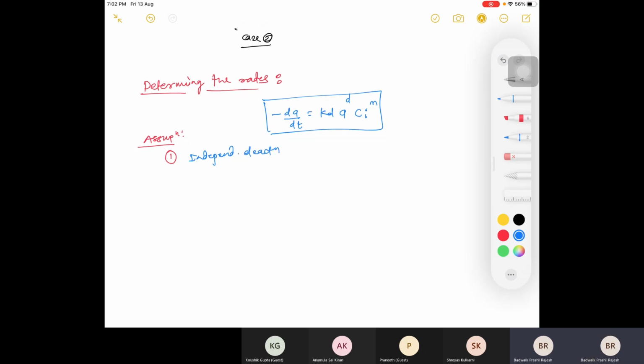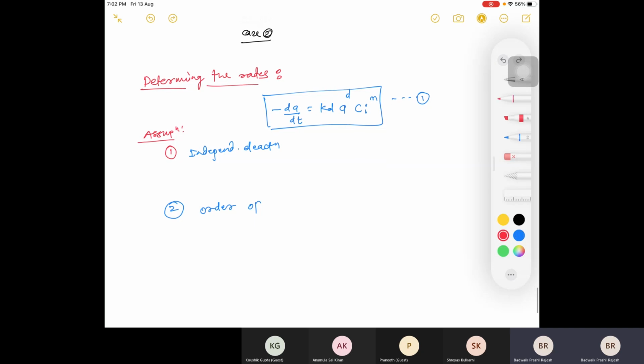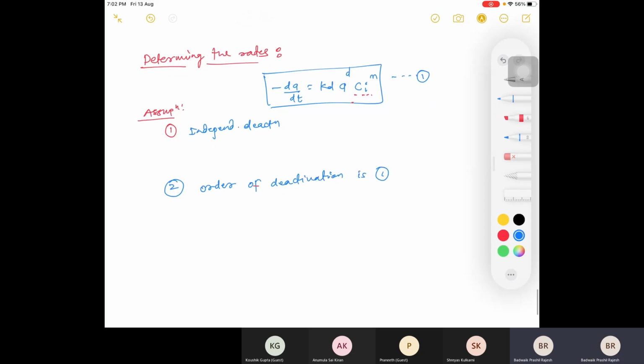So how will this equation change? We can remove the ci to the power m term. Yes, you can remove this term because it is independent. Second assumption is that the order of deactivation is 1. For simplicity I am taking the order of deactivation as 1, so you will have linear equations, otherwise you will get a non-linear one.